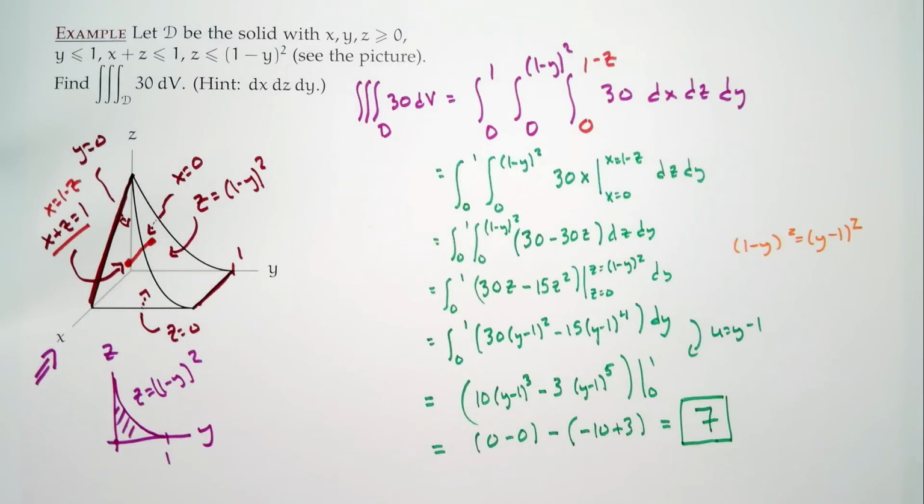Now, I mentioned that this was on an exam. What I didn't mention is that this was problem number 7 on the exam. So problem 7, the answer was 7. Good times. These exam problems, they're a lot of fun. All right, let's do some more problems.